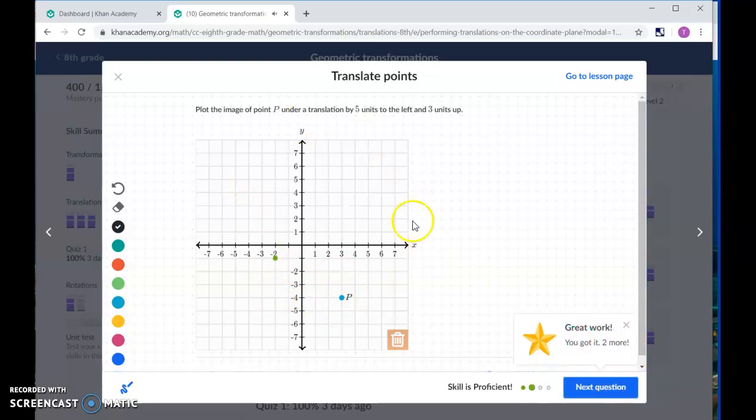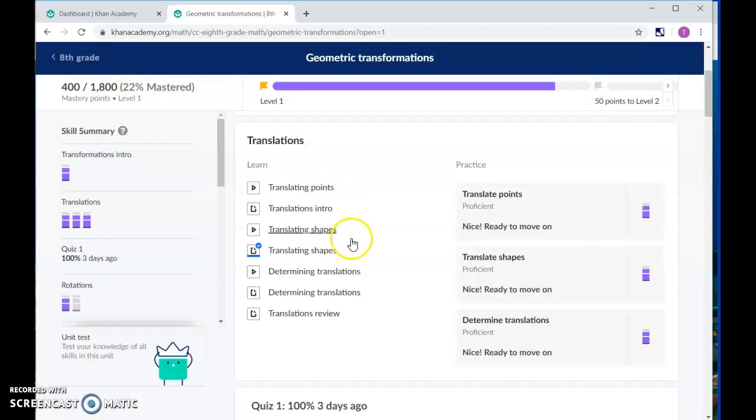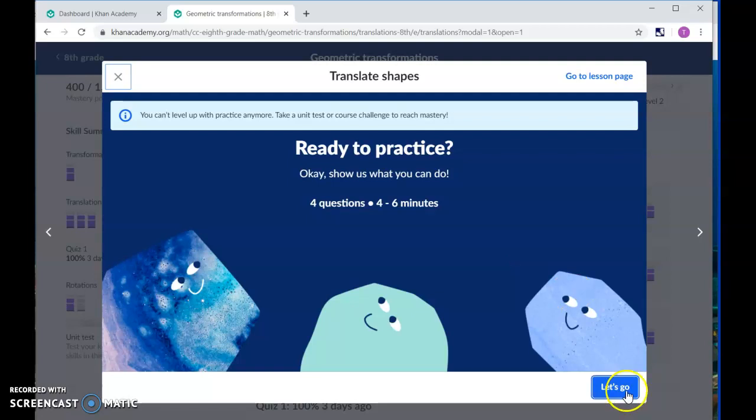Alright, so that shows me how to do those two, and I think the next 2 questions are very similar to those, yeah. They're very similar to those, so I'm going to go ahead and exit out of that. Okay, what about translate shapes?